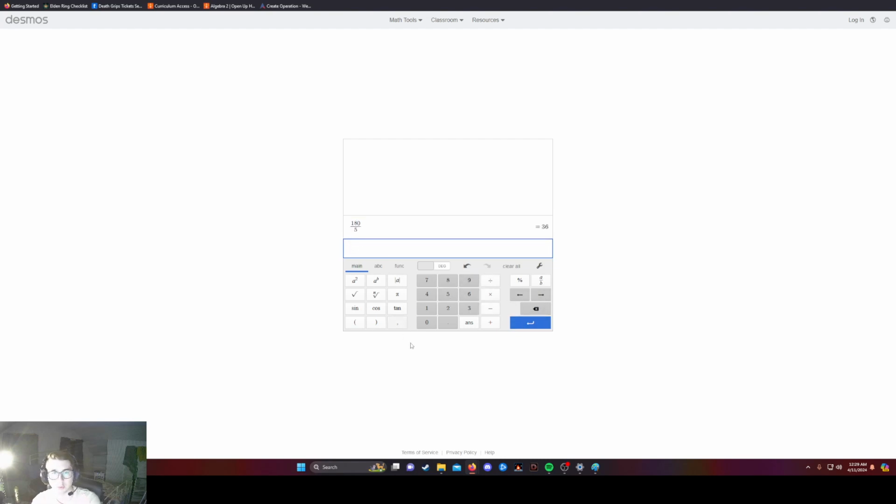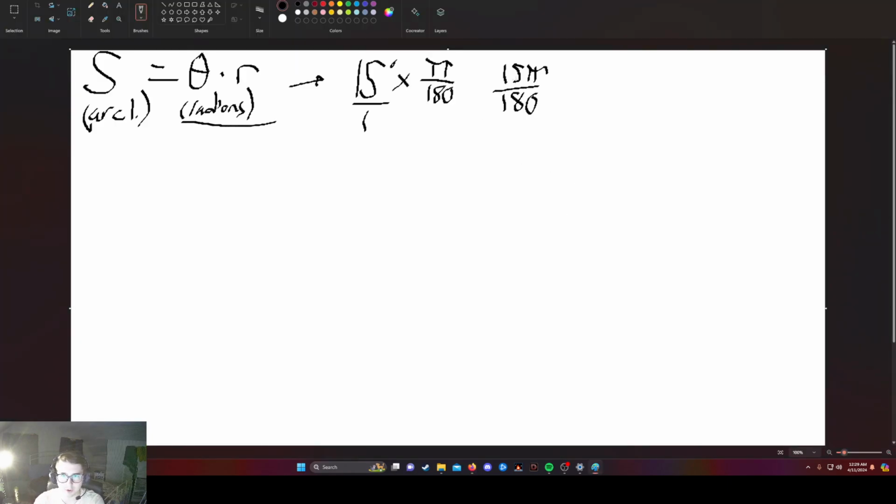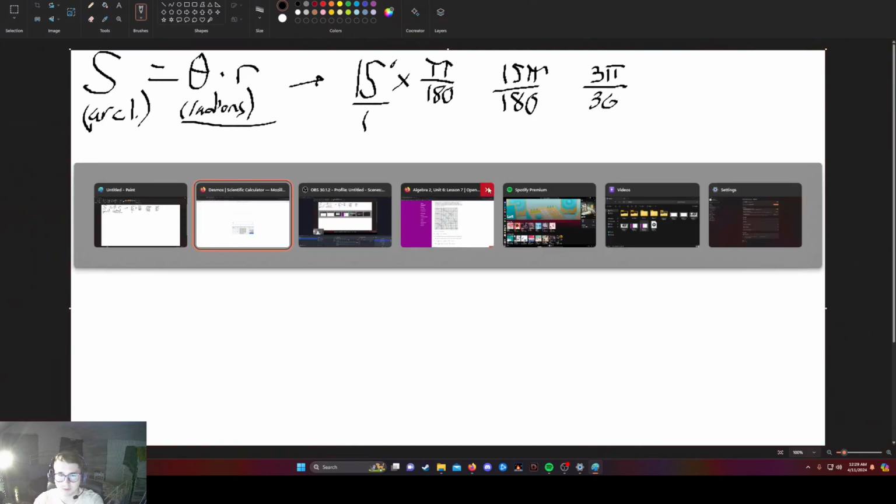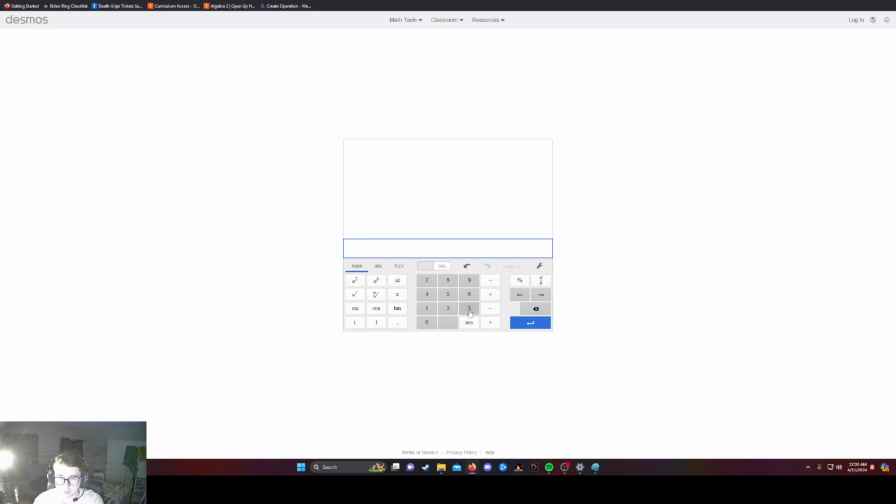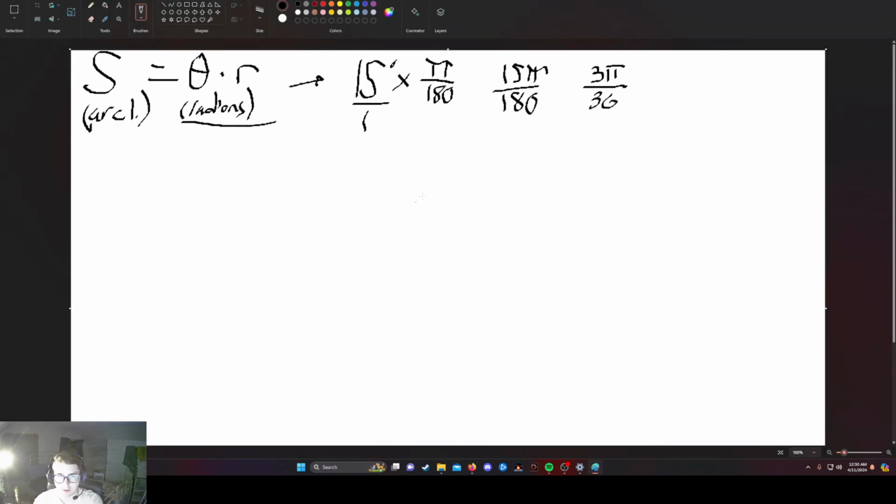36. So if we factor 5 from each, we will have 3 pi over 36. And this can be factored further because I'm fairly sure 36 can be divided by 3. Don't tell the other math teachers. Okay, so pi over 12. Boom.